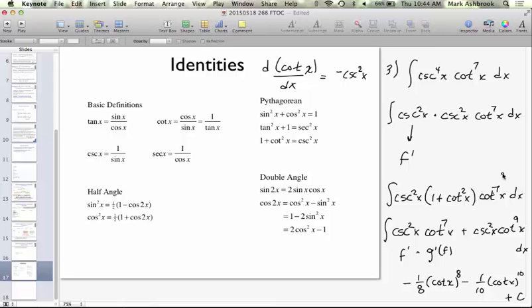Okay, so there were 30 possible points. So what's your score? Whatever your total was, out of 20. You're going to add up all your points and then put it out of 20. This one? I just distributed this all out, right? So cosecant squared times cotangent to the 7, cosecant squared times cotangent to the 9. Just multiplying it all out.